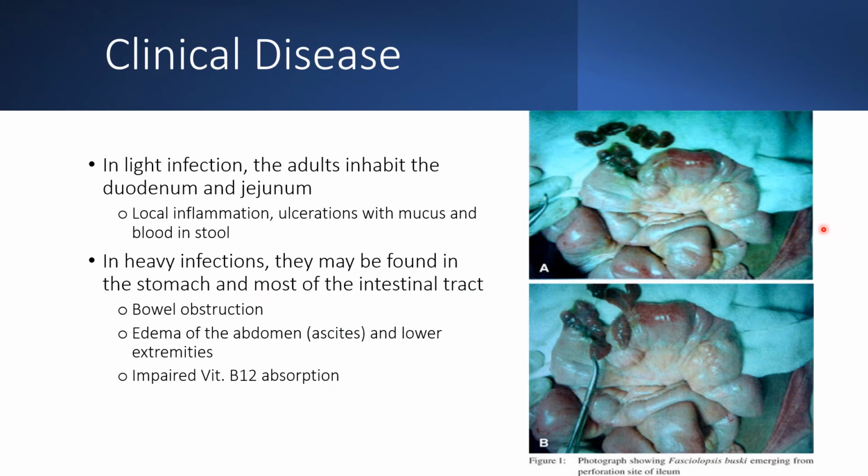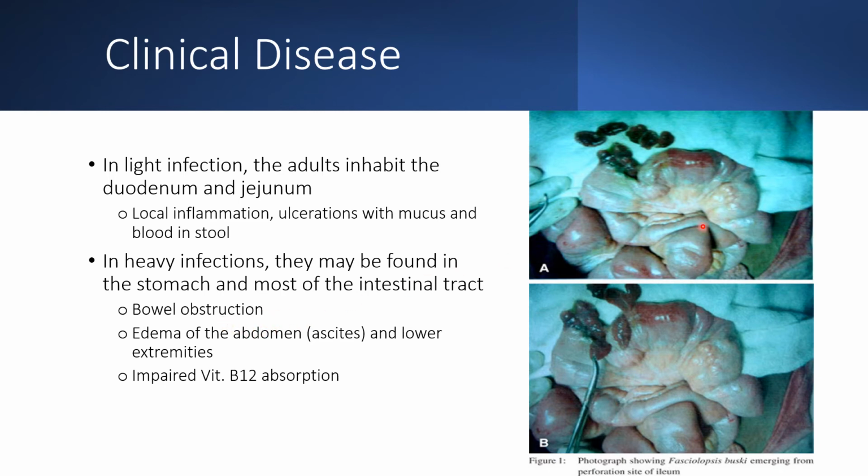So for the clinical disease, so in light infection, guys, it may be asymptomatic, or due to the attachment of worms to the mucosal wall, it produces local inflammation, and there will be ulcerations with mucus and blood in stool. So definitely it will show dysentery, no? There will be bloody and mucus filled nga stool sample. Okay? So, in heavy infections naman, they may be found in the stomach, no, and most of the intestinal tract. So, this causes bowel obstruction.